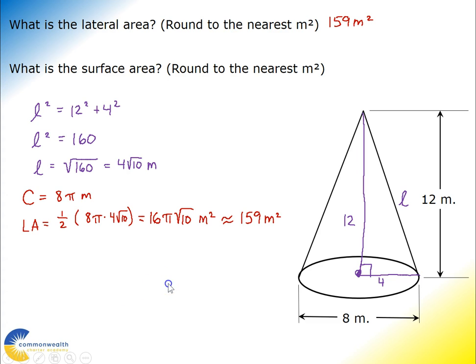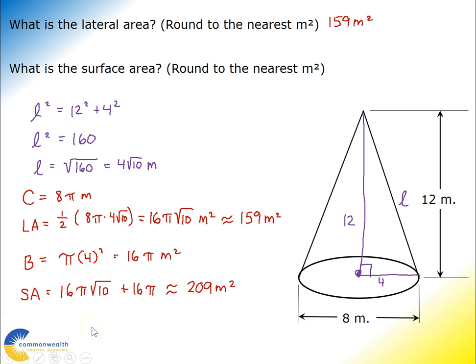I do have to find the area of the base, which is just going to be finding the area of that circle. So pi times the radius squared gives me 16 pi square meters. And so I'm just going to add this and this together to get the surface area. And when I calculate that and then round off a little bit, I get about 209 square meters.